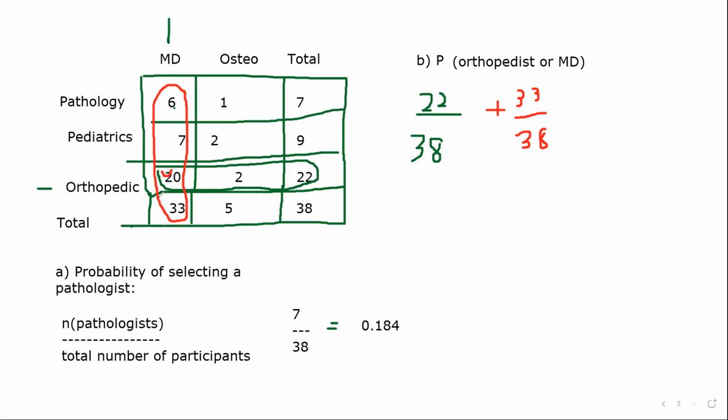So now I have to take 20 off because I don't want to double count anybody. 20 over 38. Any questions about this part so far?